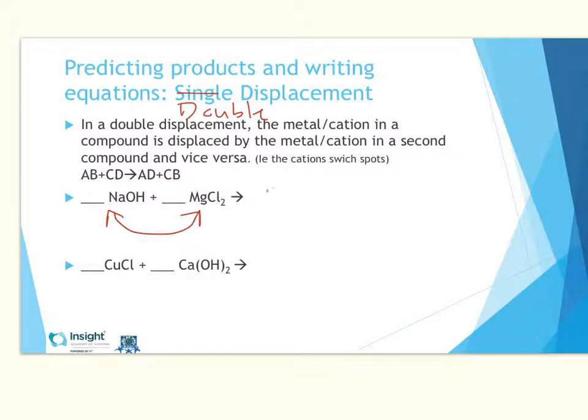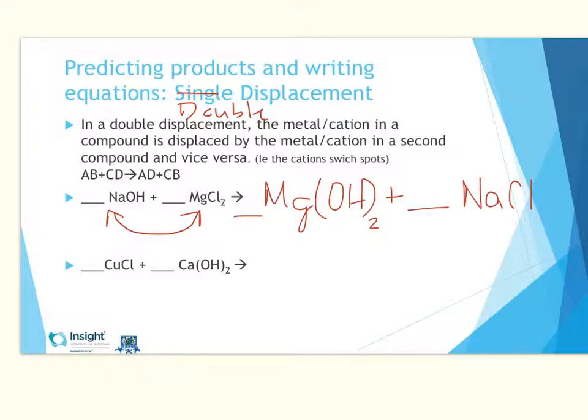Okay, so we're going to have MgOH and NaCl. Alright, magnesium is +2, OH is -1. So we're going to need to add a subscript to make sure that we get our overall neutral ionic compound. And then sodium and chlorine, we have +1, -1, so I don't need any subscripts there.